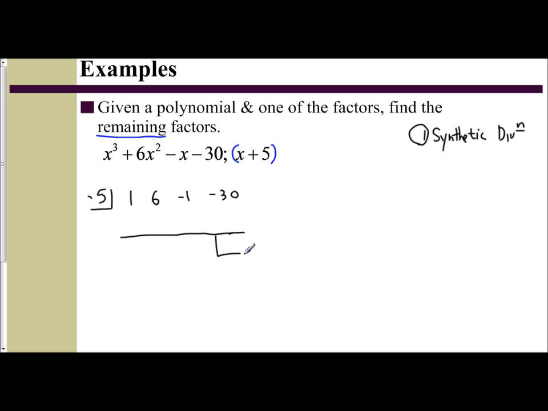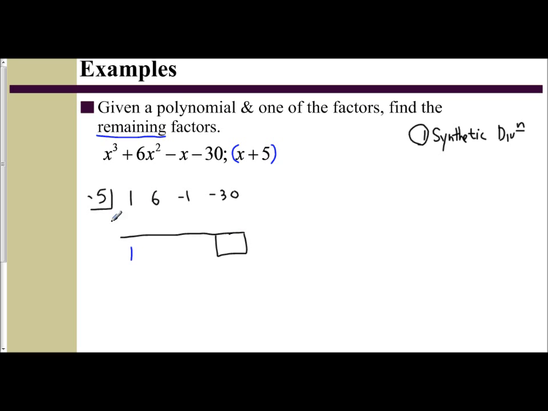Let's set up our remainder box. And we're told x plus 5 is a factor. That means our remainder should be 0. If it's not 0, when you're told it's a factor, that means you did something wrong. So let's just check our synthetic division.